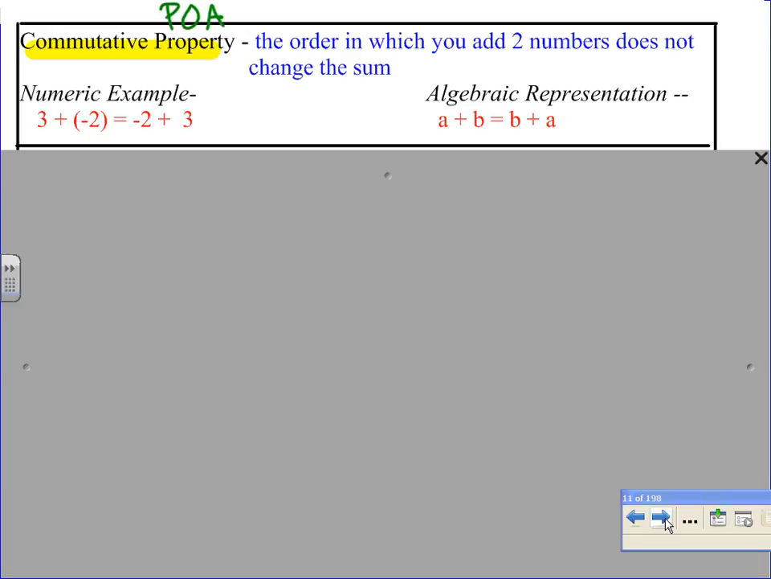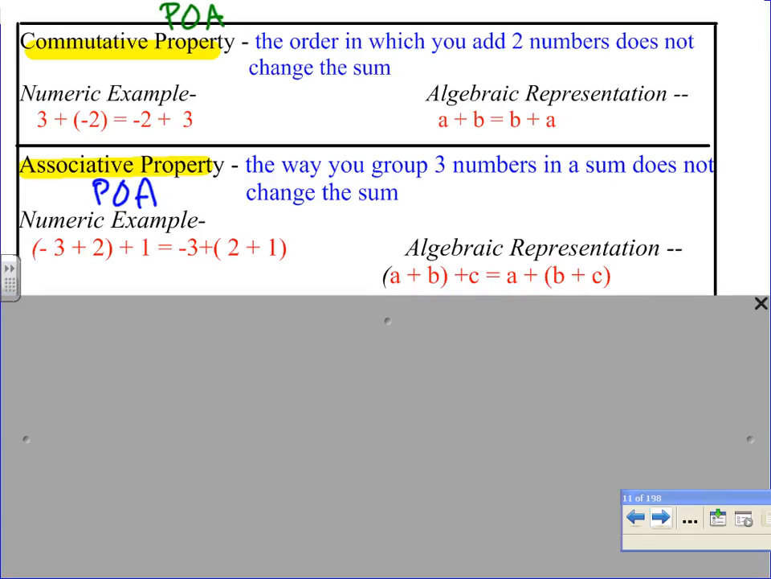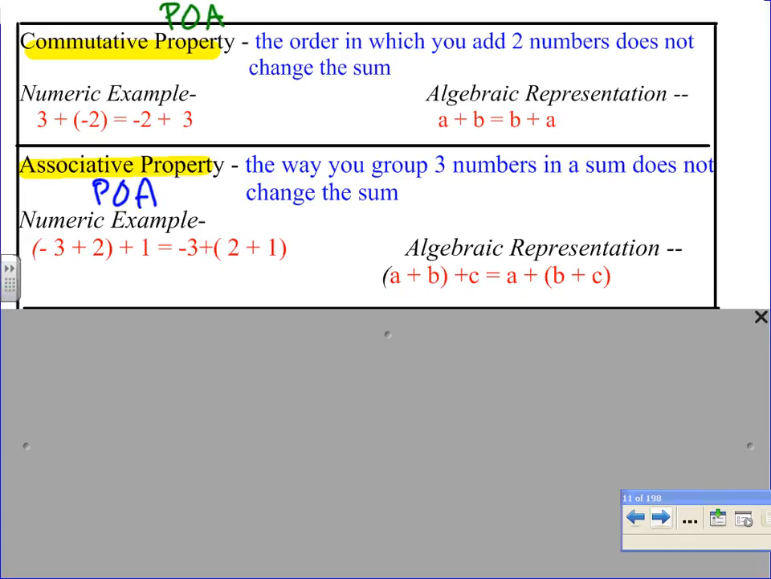Okay, second one is the associative property. Associative property, and again, put POA. It's the property of addition instead of just property. The way you group three numbers in a sum does not change the sum. So the way you group numbers does not matter. It's not going to change the sum.